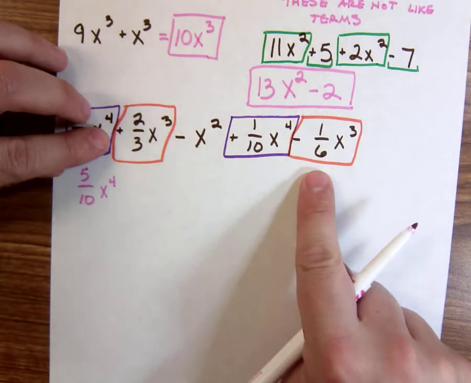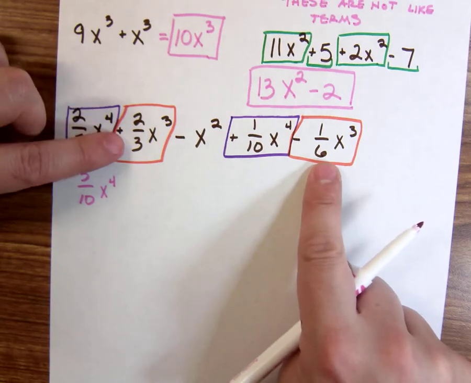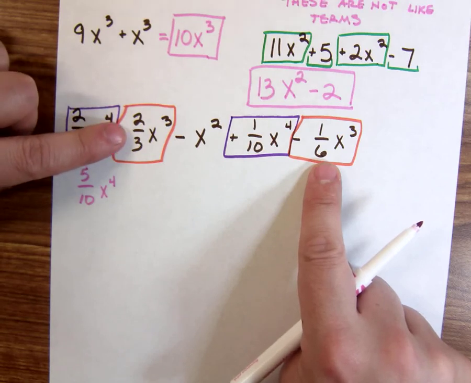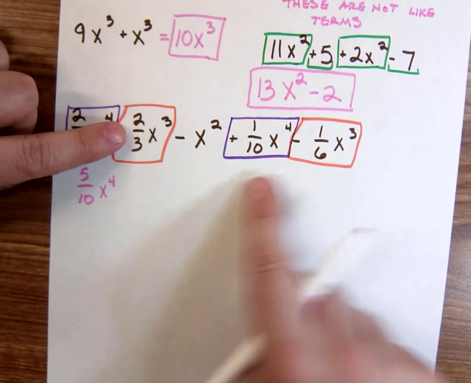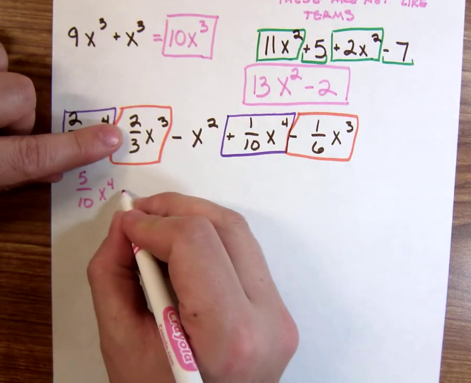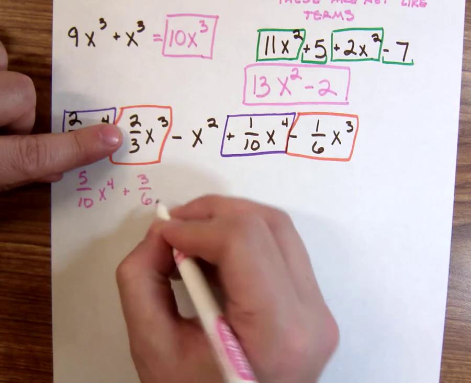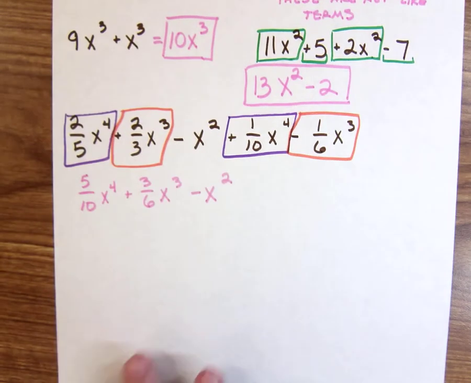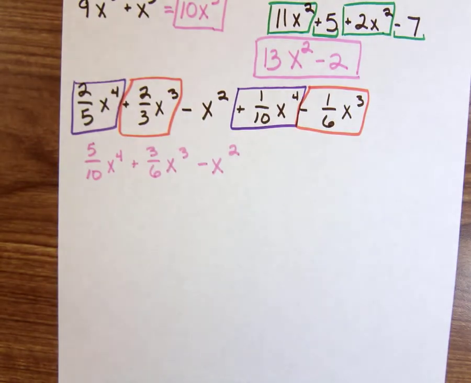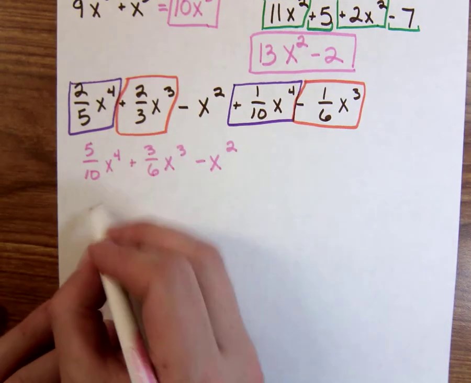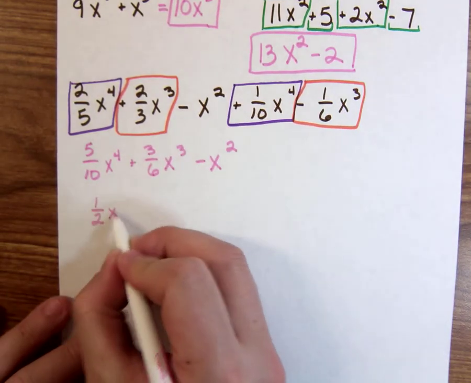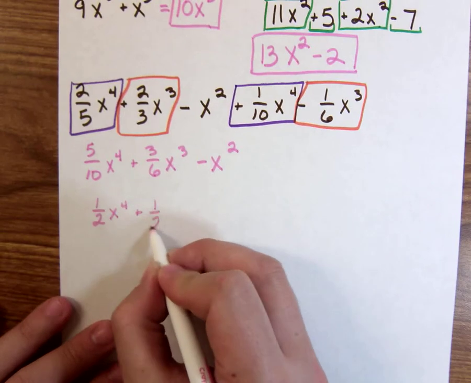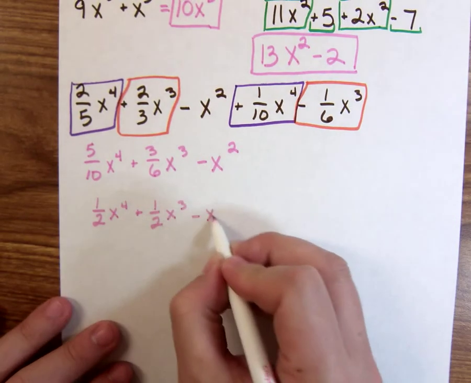All right, what about these? 2/3 and 1/6. What's the common denominator there? 6. This one's already sixths. So what is 2/3 in sixths? 4/6. So what's 4/6 minus 1/6? Equals 3/6. Positive 3/6. That'll also reduce. So there it is, unreduced. Yeah. Next. These are all reduced to a half, though. 1/2 x to the fourth plus 1/2 x to the third minus x squared.